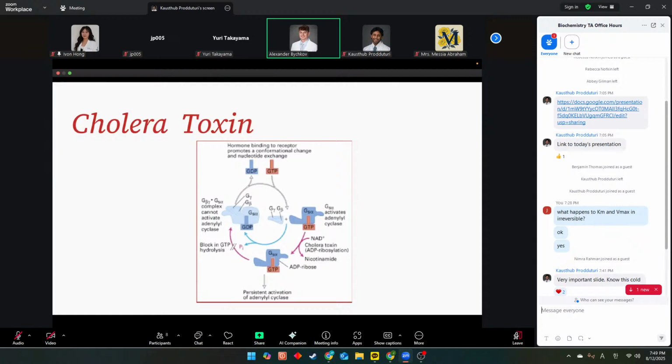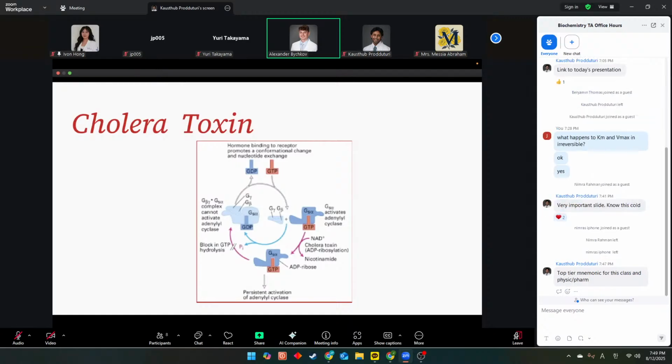Cholera toxin is different because the Gs gets ADP ribosylated, and GTPase is constantly bound, so you're going to keep on increasing cAMP. So one of them inhibits the inhibitor, and the other one just activates part of the cascade, the Gs. And once again, I can almost guarantee that one of these will definitely be on your exam.